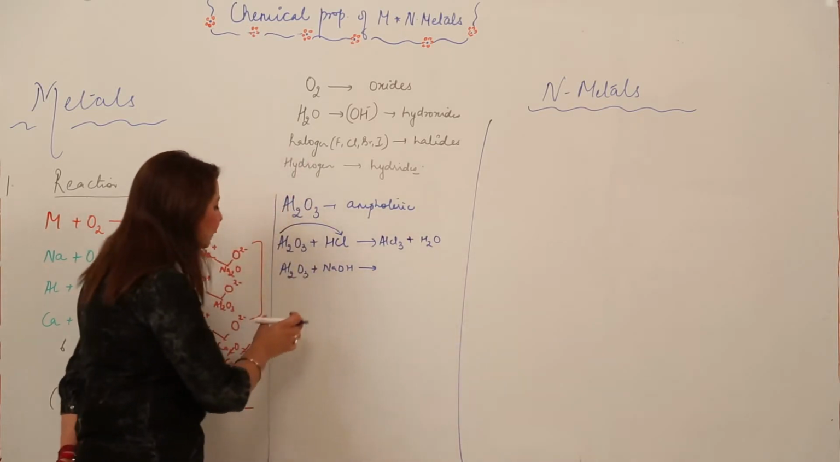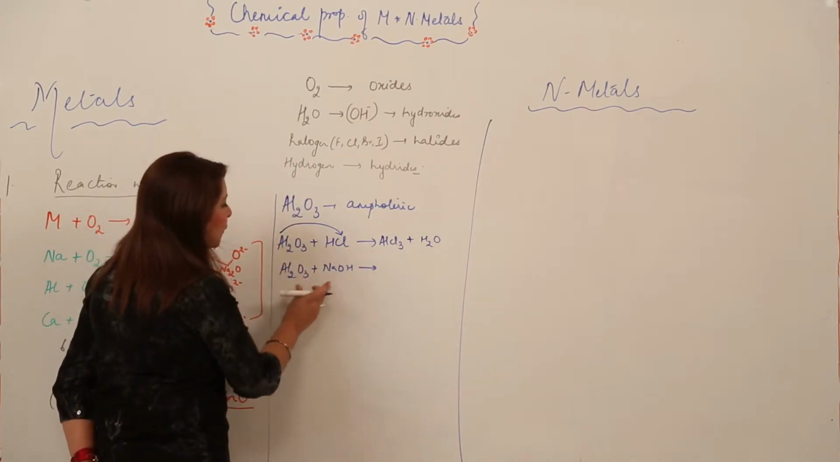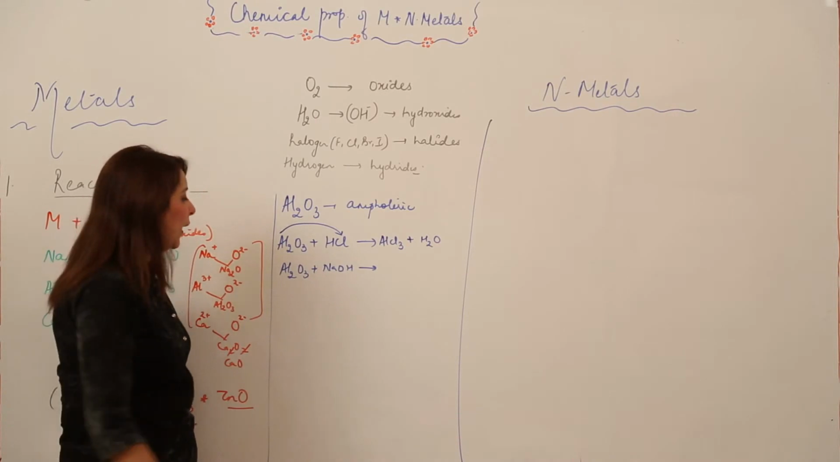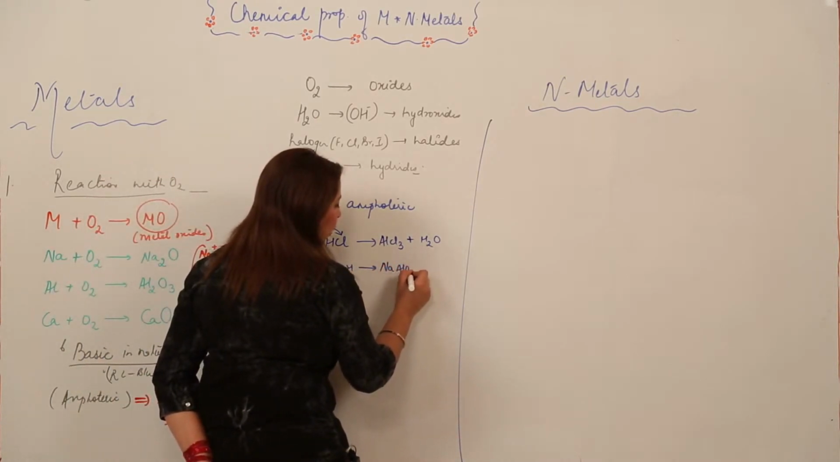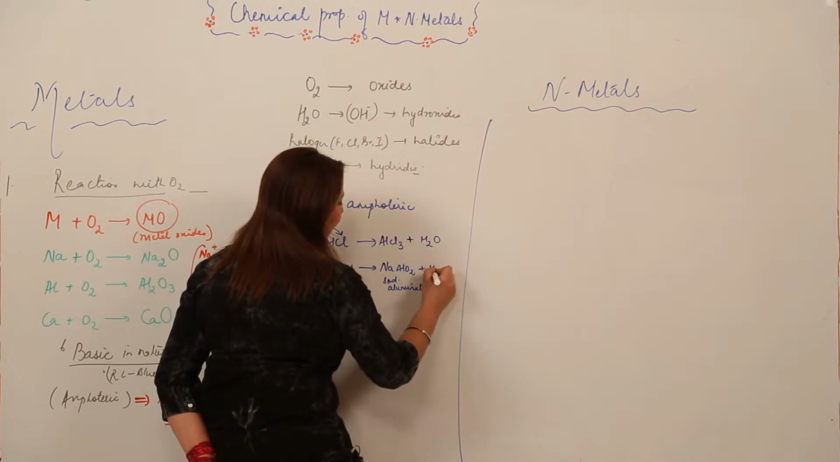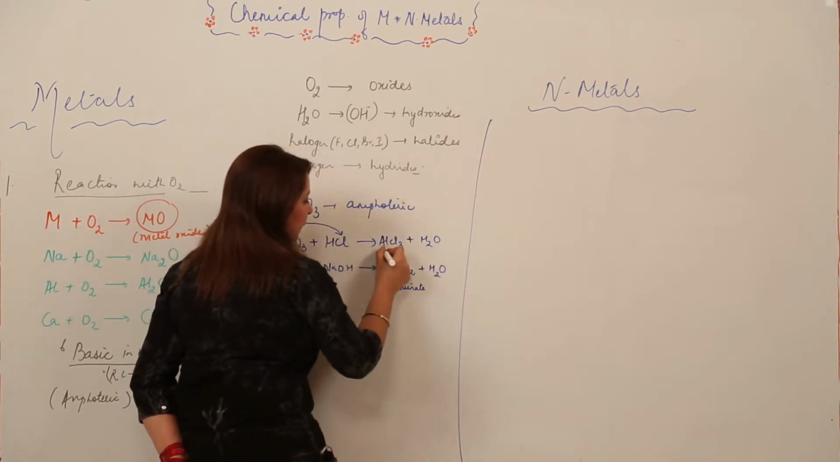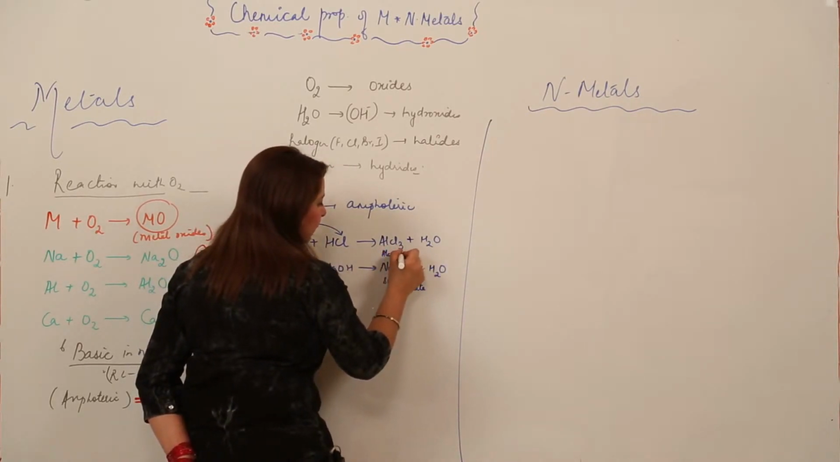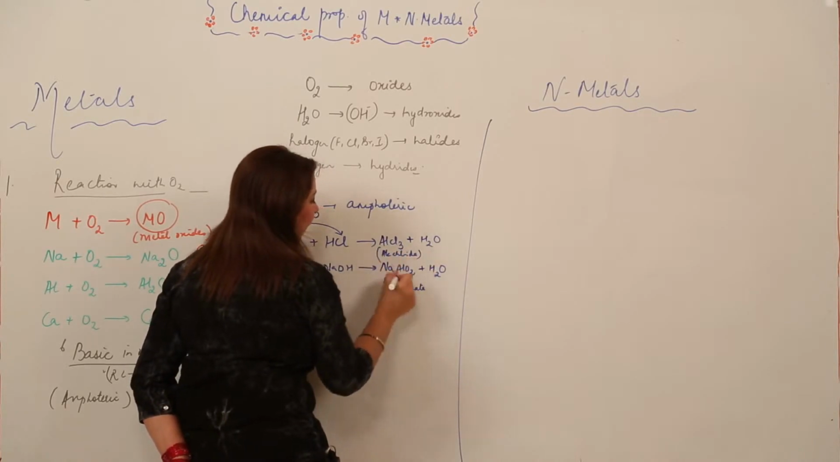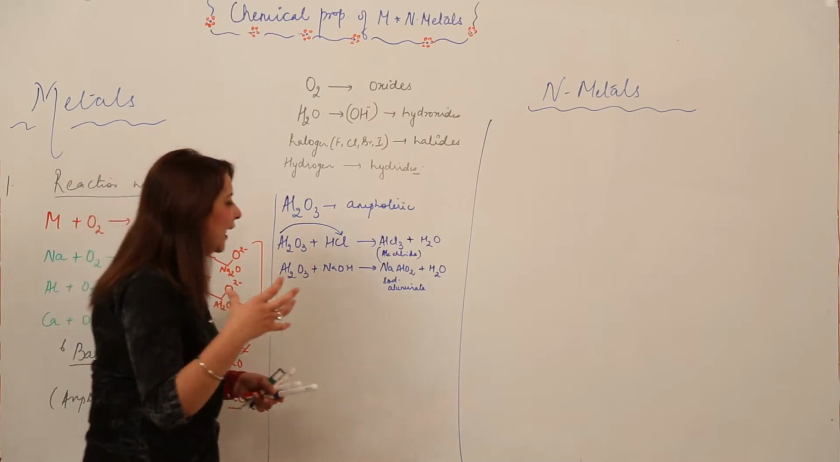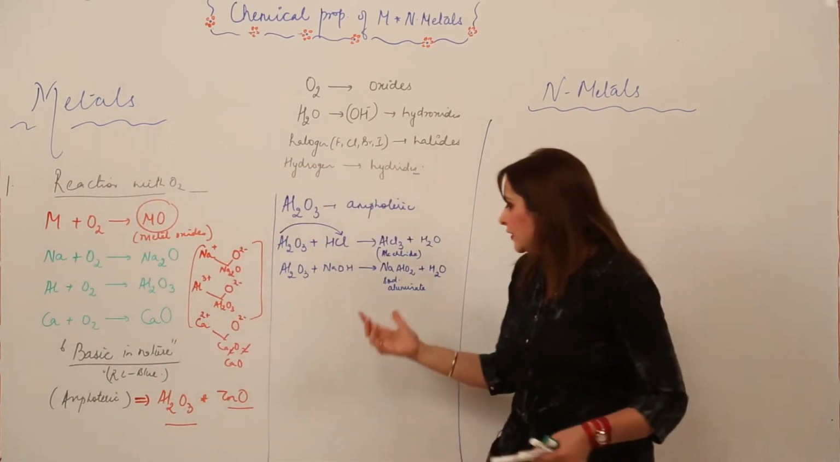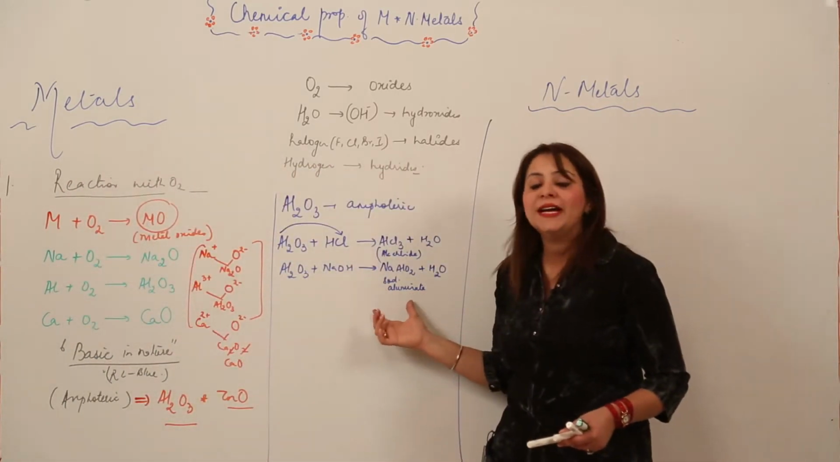And similarly, when we react aluminium oxide with a strong base NaOH, what do we get? We get NaAlO2. And what is the name? It is sodium aluminate plus again water. This is aluminium chloride and this is sodium aluminate. Do you have any idea where we did this compound before? Yes, you are right, we did this.